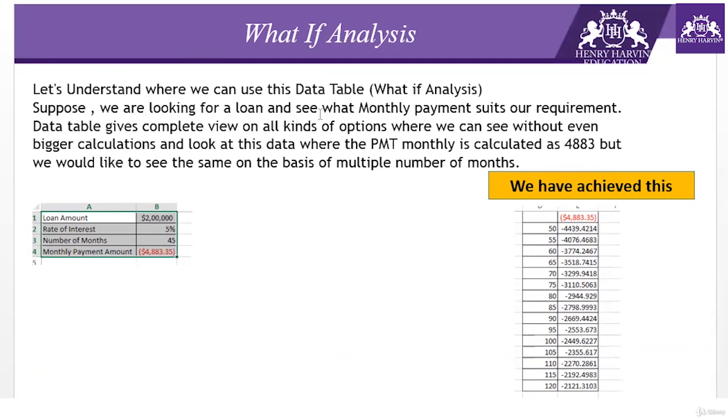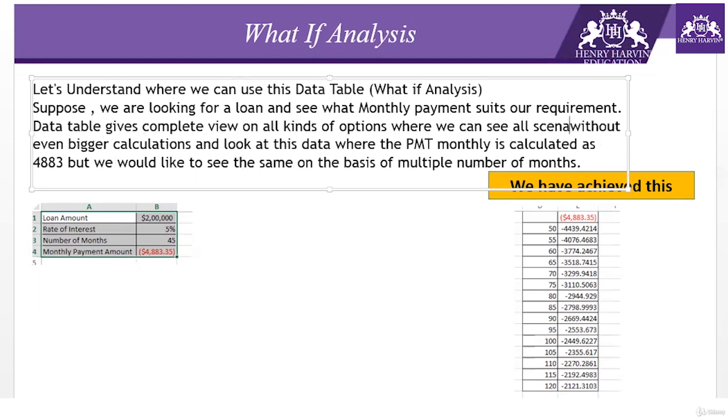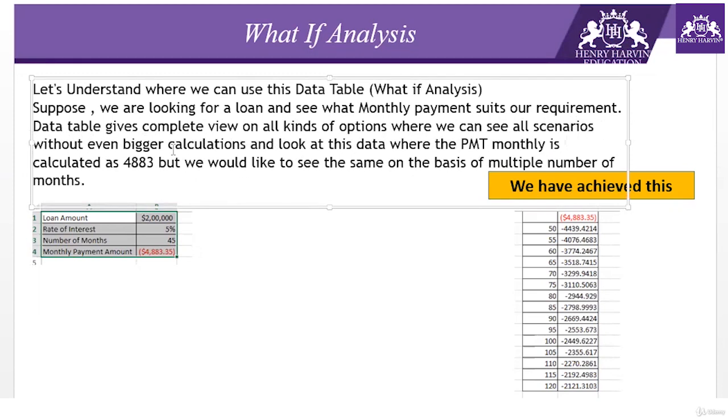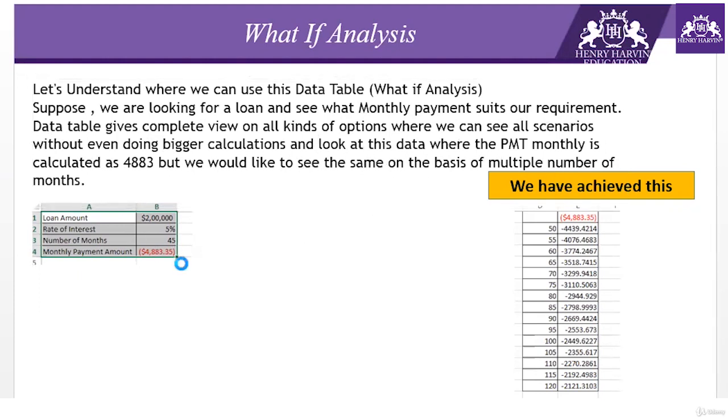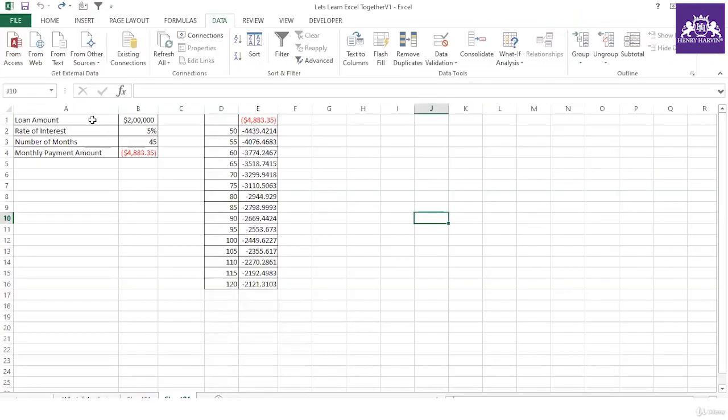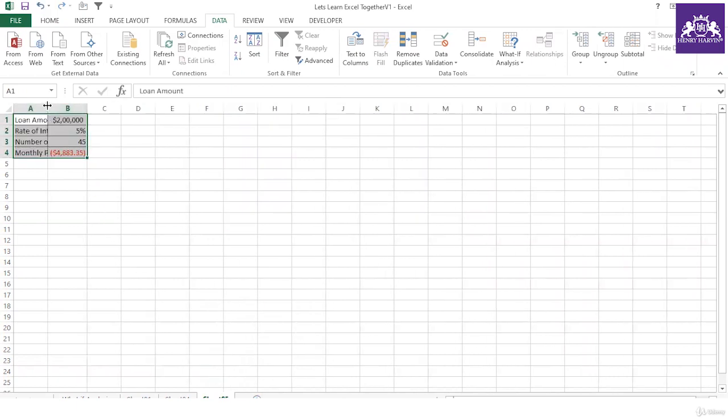We are looking for a loan, to see what monthly payment suits our requirement. The data table gives a complete view of all kinds of options, and this way we can see all scenarios without even doing bigger calculations. And look at this data where the PMT monthly is calculated, and we would like to see the same on the basis of multiple numbers of months, guys. So let me go back to my Excel file and show you an example. Let me copy this data somewhere else and show you that example which can help you understand better, guys.